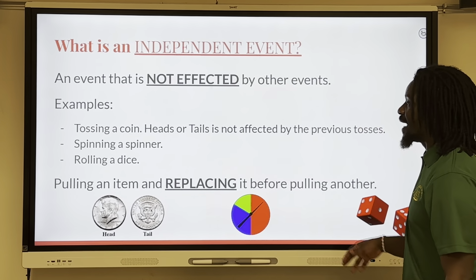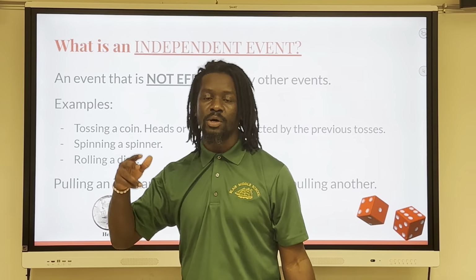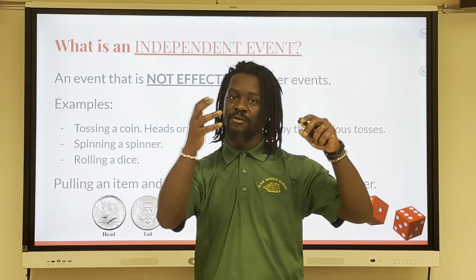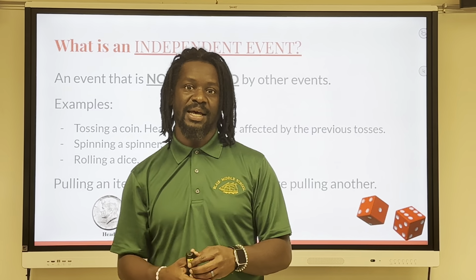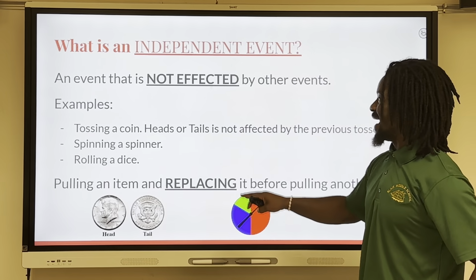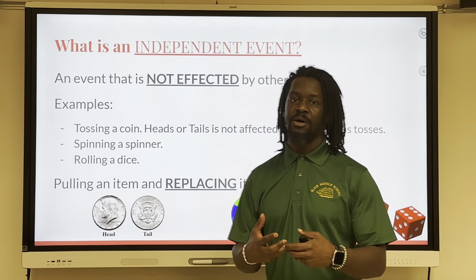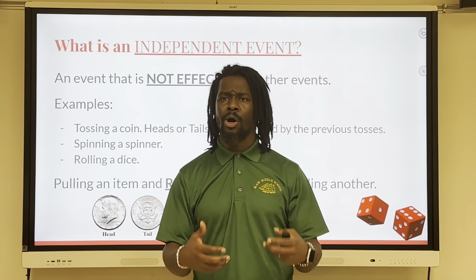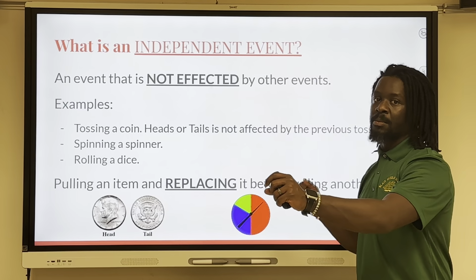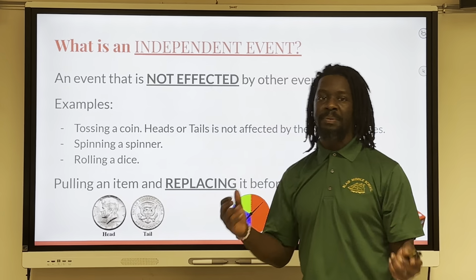Same thing with a dice. If I roll a dice 3 times in a row, what I get each time is completely independent of what I get the other times. They don't affect each other. And then this last example is really important. If I have a bag of marbles or cards or whatever, anytime I take an item from it, but then I put it back, if I replace it, then it's independent, right?